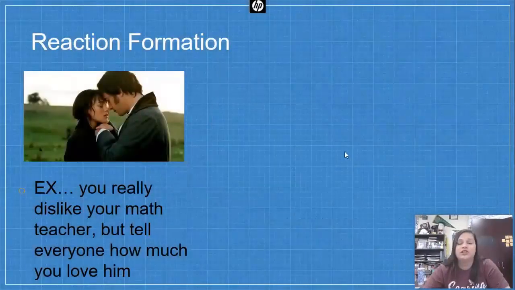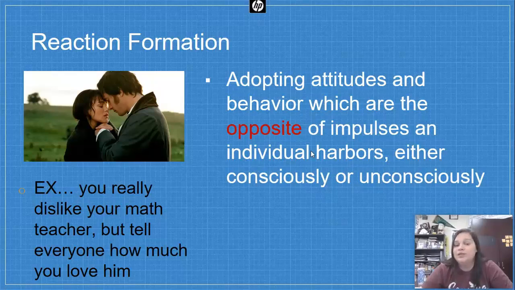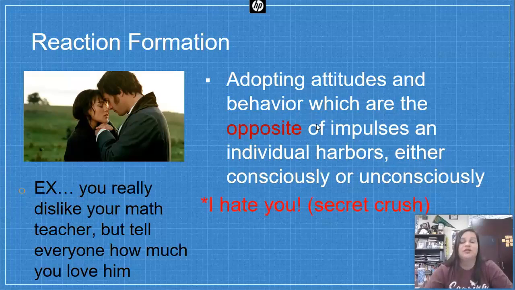Reaction formation is our next one. This is when we adopt attitudes or behaviors that are the opposite of what we're actually feeling, because unconsciously that's unacceptable. So maybe you're claiming to hate somebody and they're your nemesis, but unconsciously, maybe you're in love with them. Maybe you really dislike your math teacher, but you tell everyone how much you do like them. Or maybe you don't like them unconsciously, but you bring them gifts. So reaction formation, you can't accept the opposite feeling, or you can't accept your true feeling, so you show the opposite feeling.